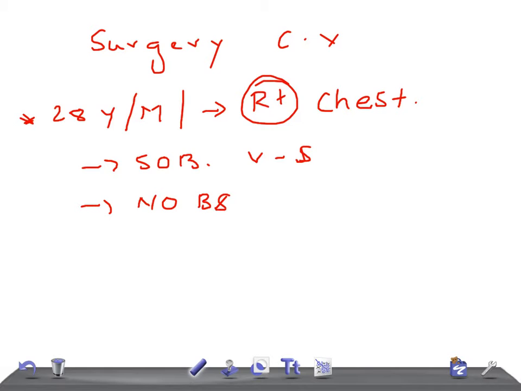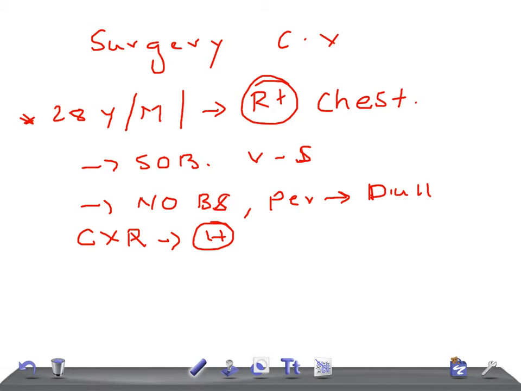At the right base, where there is an injury, there are no breath sounds, and only faint, distant breath sounds at the apex. And when you percuss, it's dull to percussion. So what's the diagnosis? Of course, it's a hemothorax. So you took a chest X-ray, and it confirms a hemothorax.